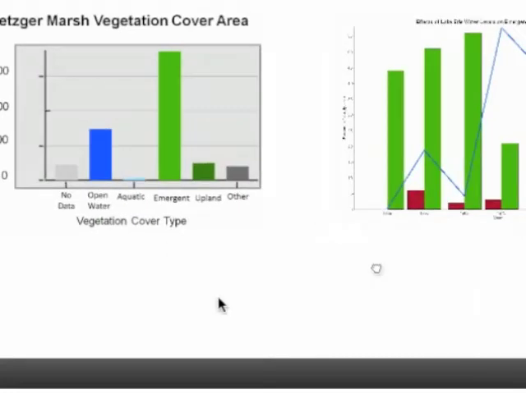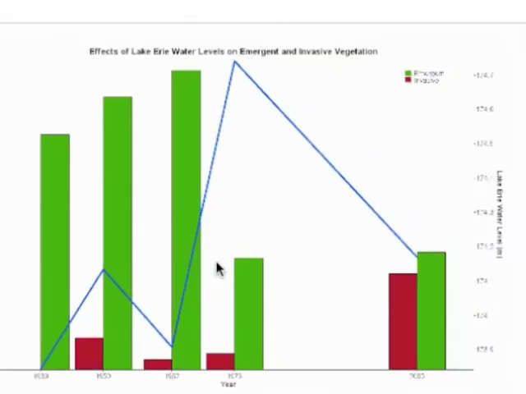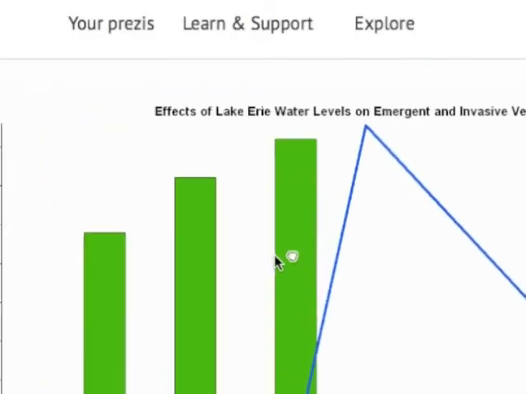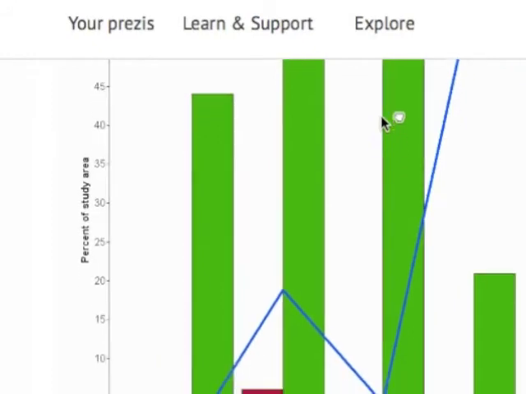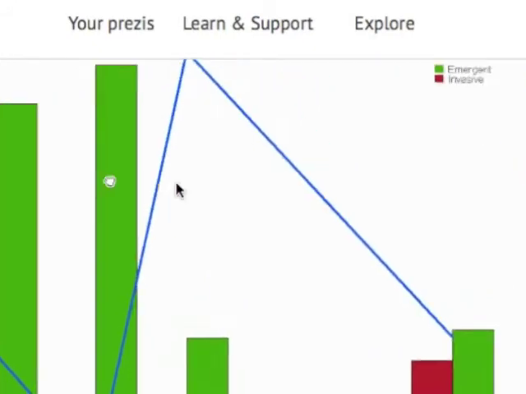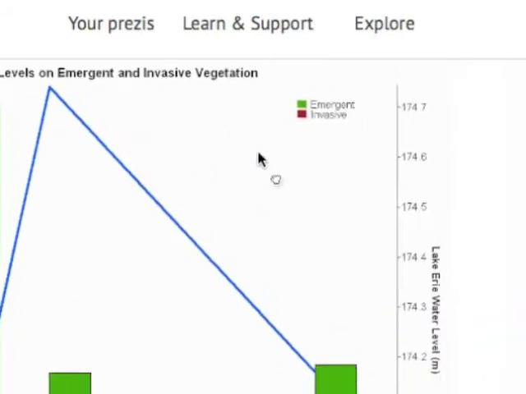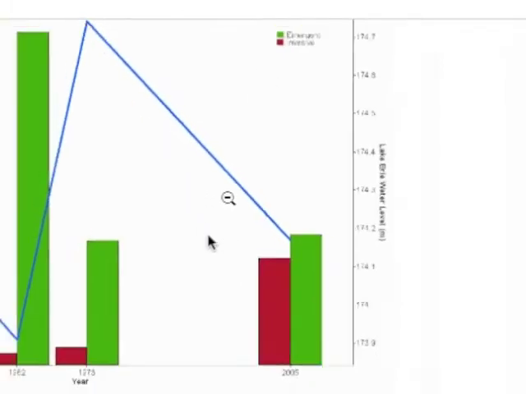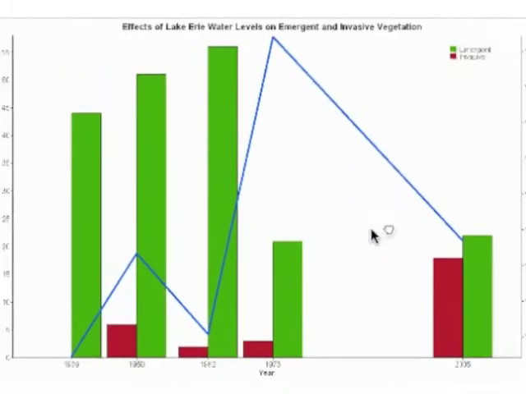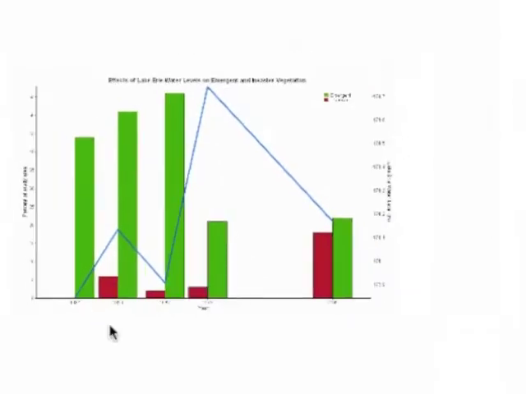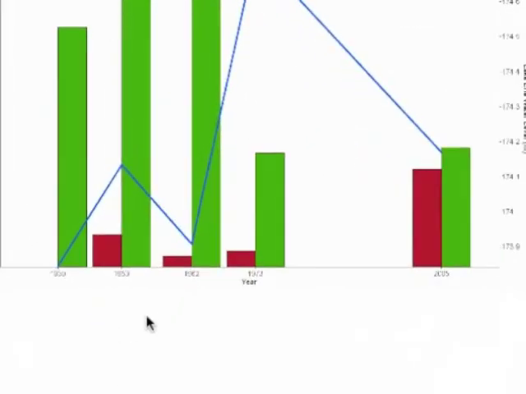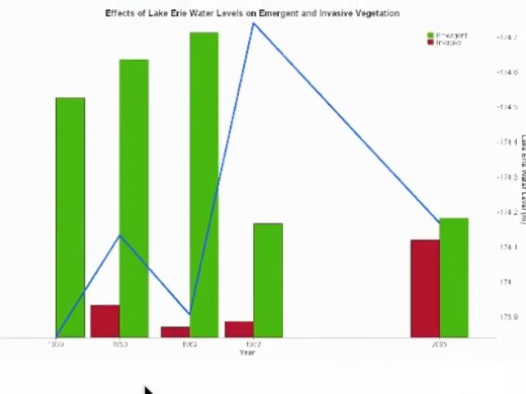So another graph that we wanted to show you is from a Try This activity where somebody took, let me zoom in so we can see this, someone took the invasive species data and the emergent vegetation data and compared it to the Lake Erie water levels. So you can see the trend in how, oops, I didn't mean that to zoom out. You can see how as the water level increases over time, the amount of emergent vegetation and invasive species fluctuates and is dependent on that.